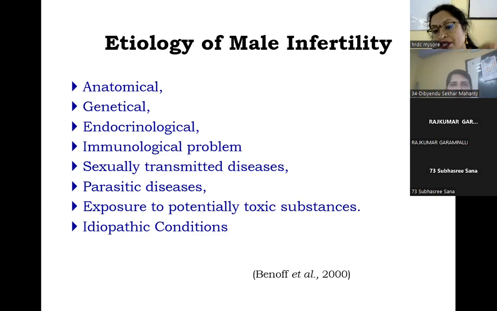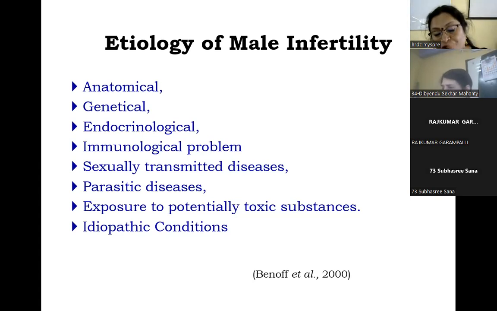Infection is also sometimes one of the reasons for infertility. If the infection spreads to the internal reproductive organs, such as the testes, the prostate, or the seminal vesicle. So those are the anatomical causes.